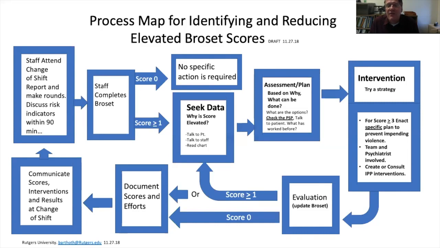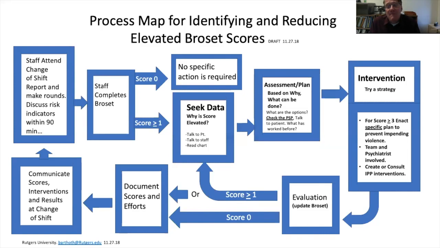For scores greater than 3, there really needs to be even more attention to preventing violence, because the risk is really high. And this is an occasion where we want to use the patient safety plan, but we also want to potentially contact the psychiatrist and the rest of the team to get some support in coming up with an appropriate intervention to prevent violence. And as always, you can create or consult the IPP interventions for suggestions.